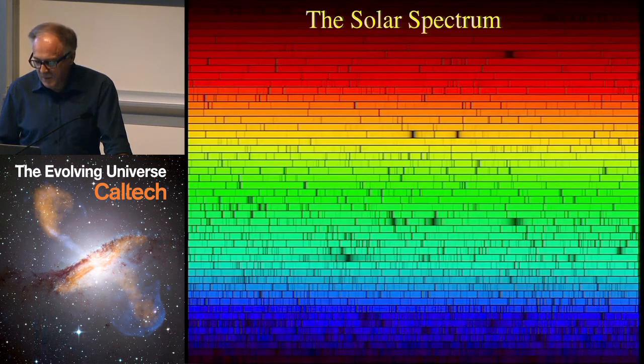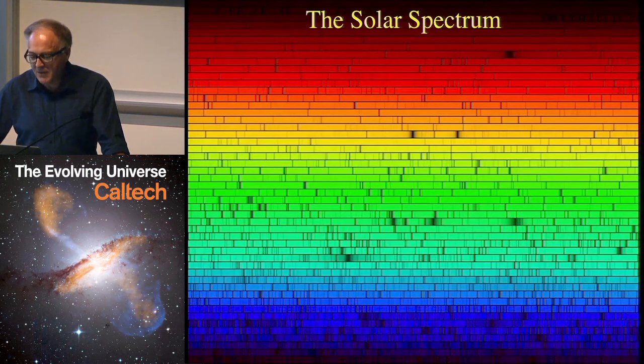So here is the solar spectrum. Now this one is really folded many times. You can think of it as a kind of zigzag spectrum. The way this is done is with a so-called echelle spectrograph, which is a way to do a lot of high-resolution spectroscopy on a single detector.